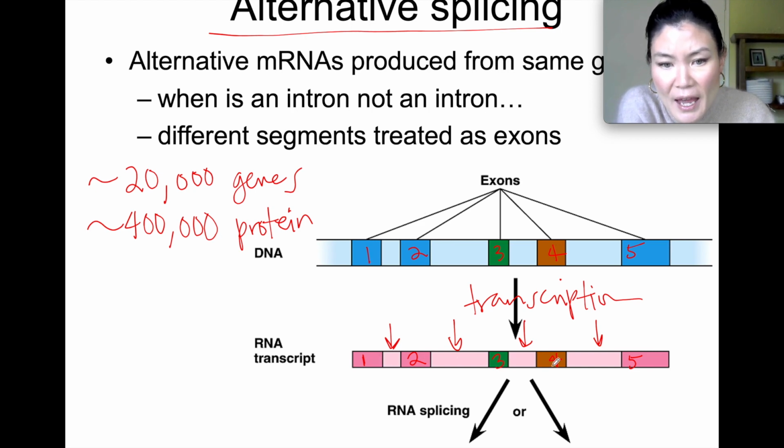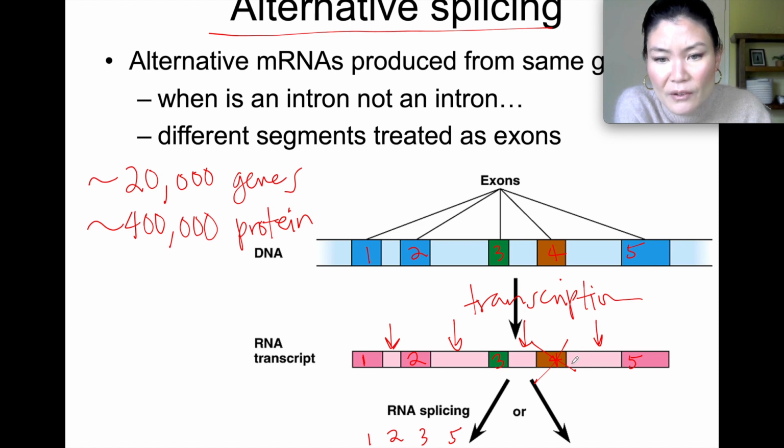However, those 5 exons can make one protein by splicing out this one. This exon can be treated as an intron, and as a result you're going to get 1, 2, 3, 5. I don't know if you can see it in the video because my full screen doesn't capture everything. You're going to end up with an mRNA strand that has segments 1, 2, 3, 5, missing 4. Or in this case, exon 3 is considered an intron for a different protein, and exon 4 is considered an exon, so you end up with segments 1, 2, 4, and 5.